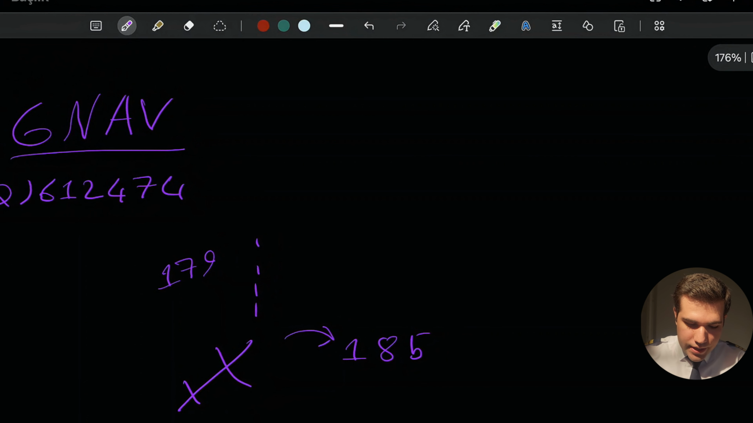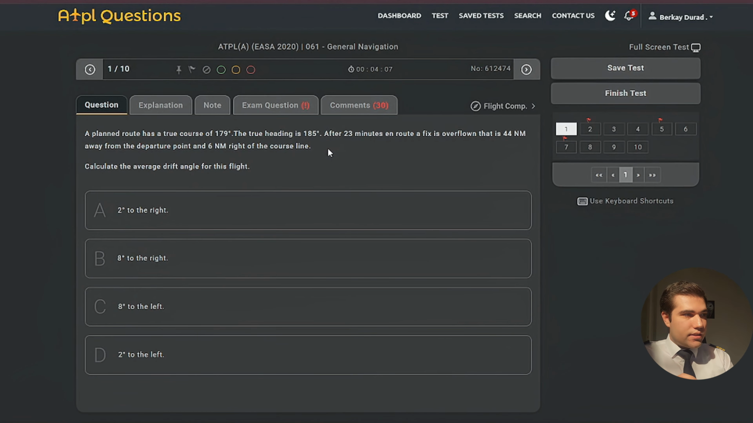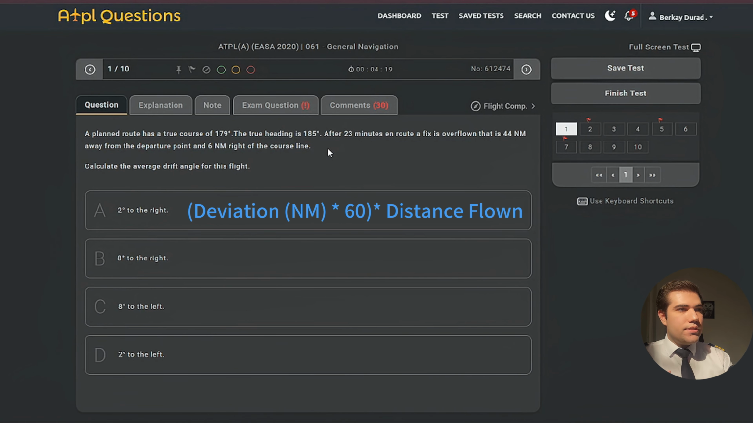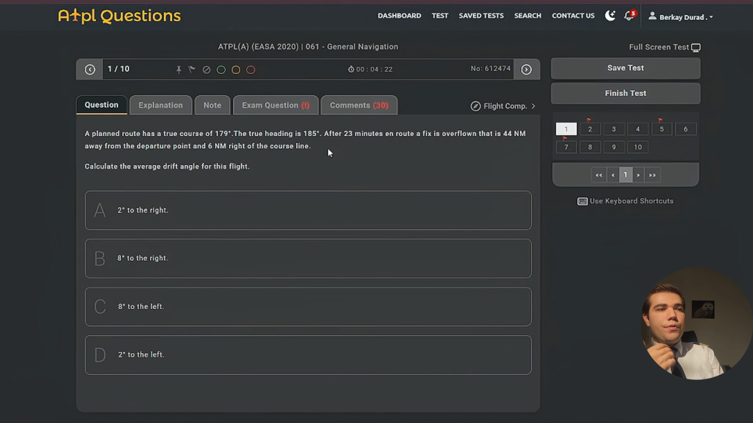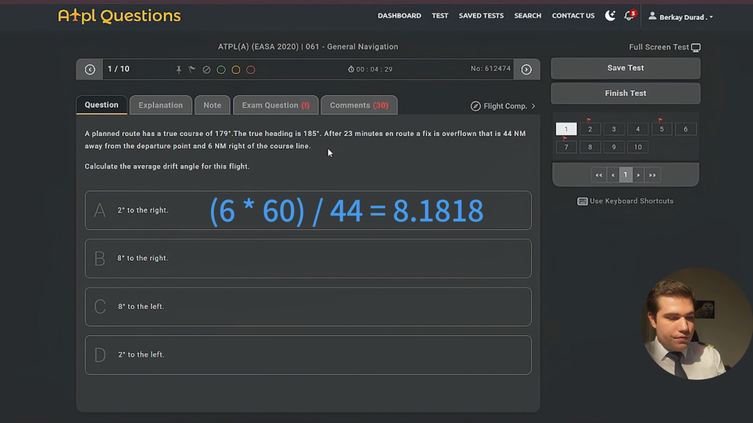Now let's get back to the question. It says after 44 nautical miles, we are 6 nautical miles right. So I will take out my calculator. Since we are 6 nautical miles right, I'll multiply 6 with 60 and divide it by the overflown 44 nautical miles, which gives me 8.1818.